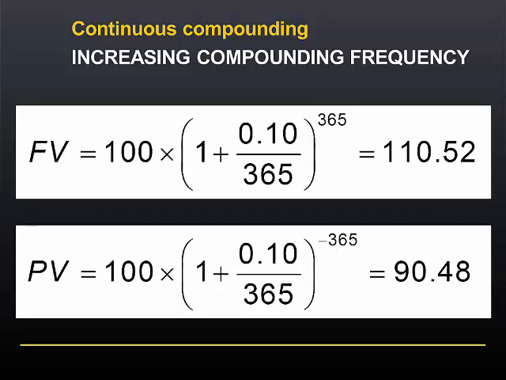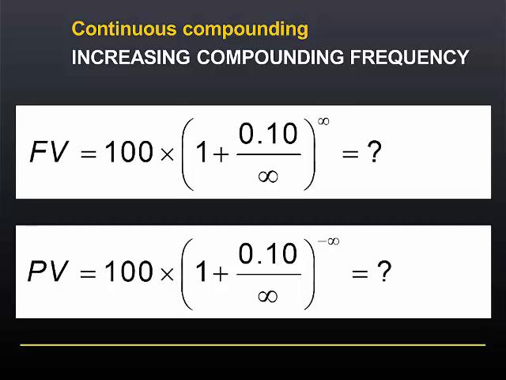In theory, each compounding period can become infinitely small, and therefore the number of compounding periods in a year becomes infinitely large. What happens to the future value and the present value if the number of compounding periods in a year is infinite? In practice, of course, we can't actually perform this calculation. Anything divided by infinity is undefined.